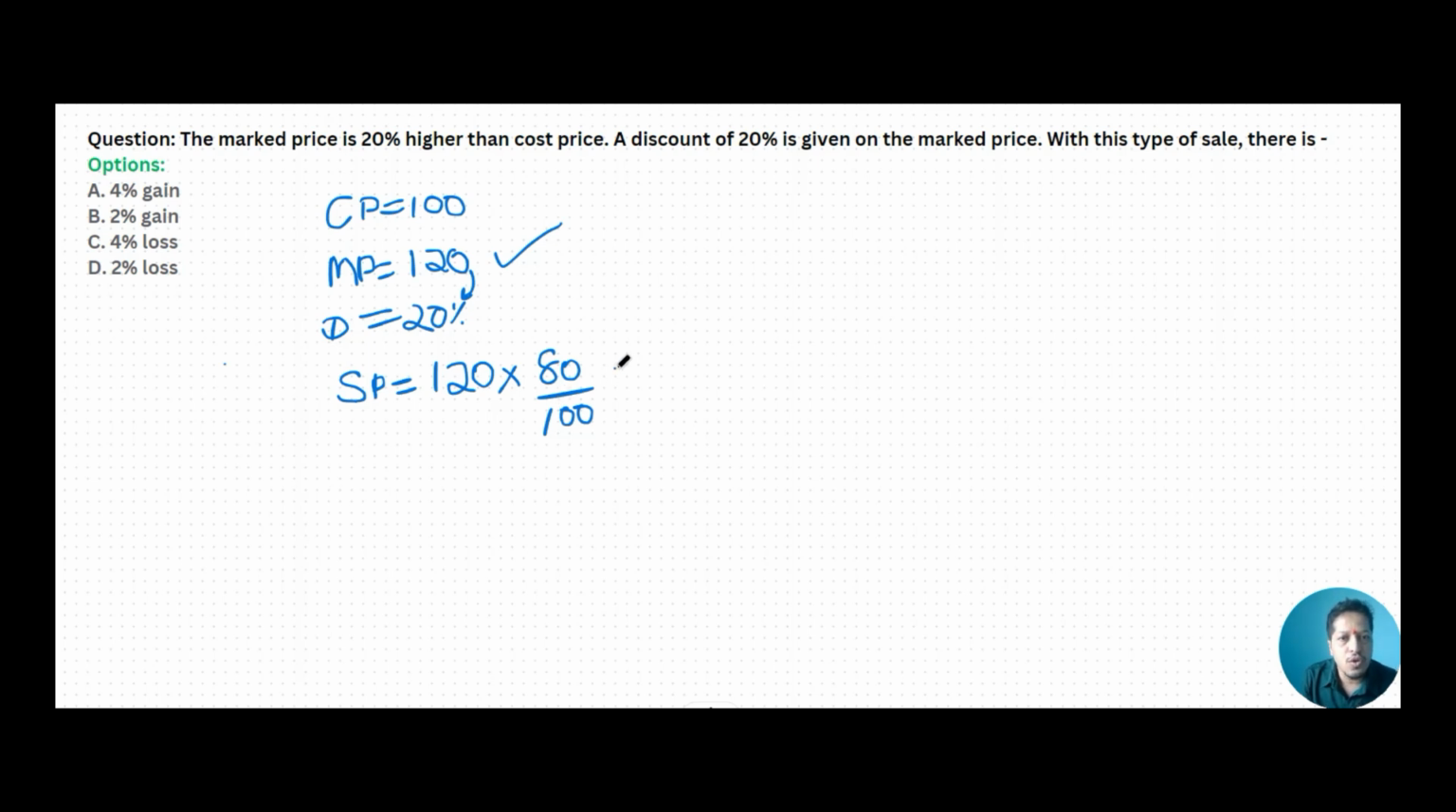So this is equal to, let's cancel 0 and 0, 12 into 8, 96. So cost price is 100 and your sales price is 96. So you are making a net to net 4 rupee loss. For 100 rupees, 4 rupee loss is 4% loss. So option C is correct. In this kind of transaction, you end up losing 4%.